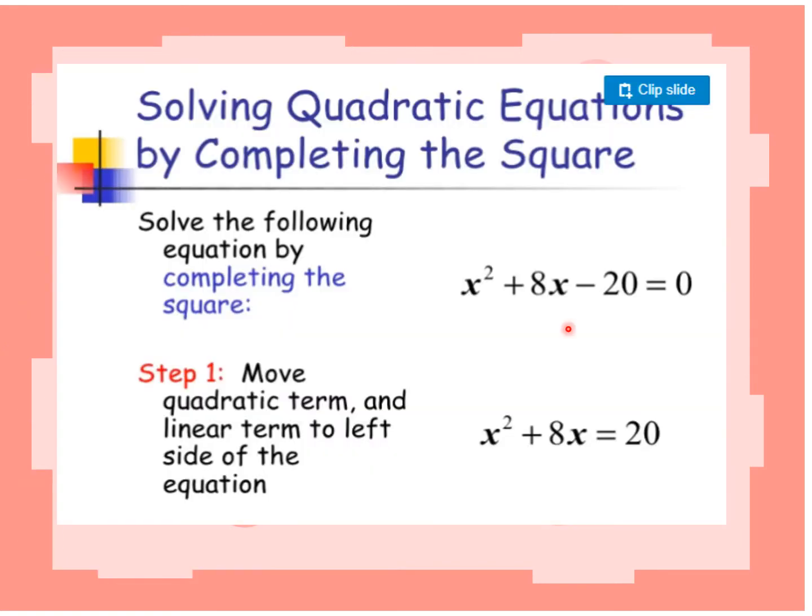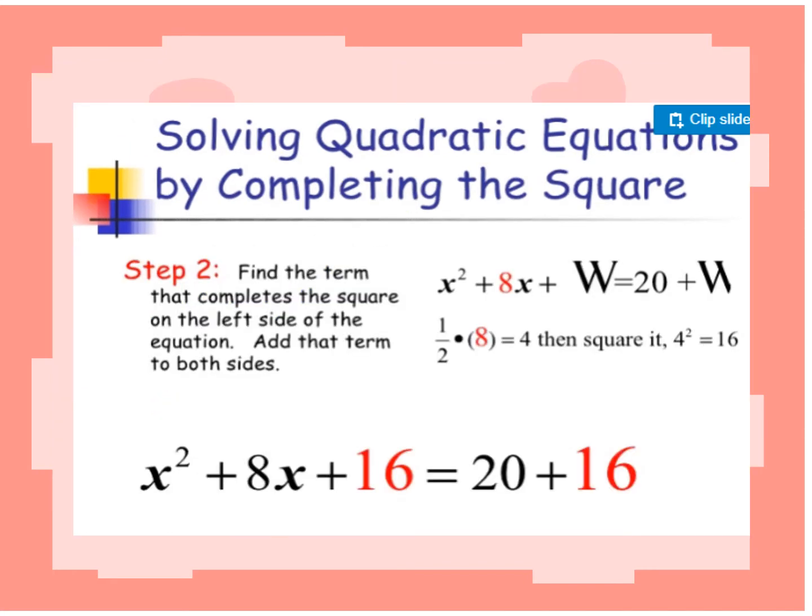Let's take a look at the other given example. Solve the following equation by completing the square. x squared plus 8x minus 20 is equal to 0. We need to remove the constant, magiging positive 20. Move the quadratic term and linear term to the left side of the equation. Step number 2, find the term that completes the square on the left side of the equation. Add that term to both sides.